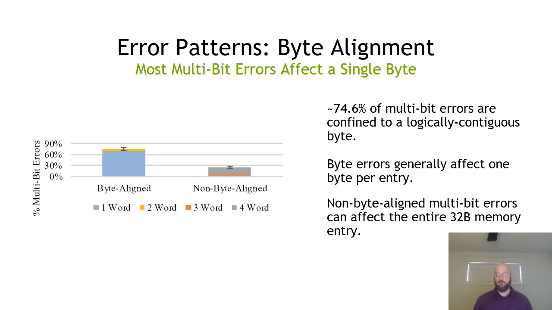Luckily, the errors we observe are generally structured, meaning that we can potentially tailor our ECC to detect or even correct most multi-bit errors in the field. The single most prevalent structured error pattern we observe is the prevalence of errors that affect at most one logically contiguous byte per memory entry. We call this type of error a byte error, for short in this talk. Almost 3/4 of the observed multi-bit errors were byte errors. Among the remaining quarter of non-byte aligned NBME errors, we generally observe wholesale corruption in the entire memory entry, such that all 32 bytes can be affected in a single HBM2 memory transaction.